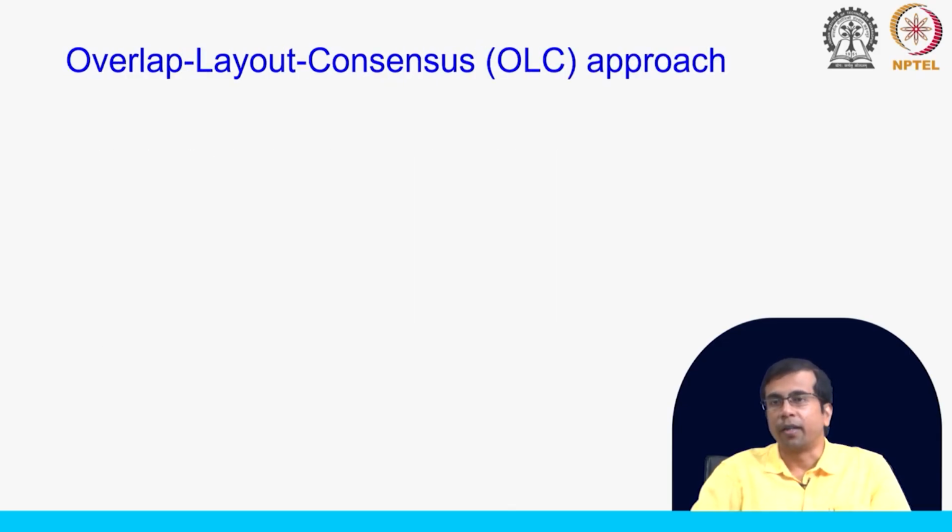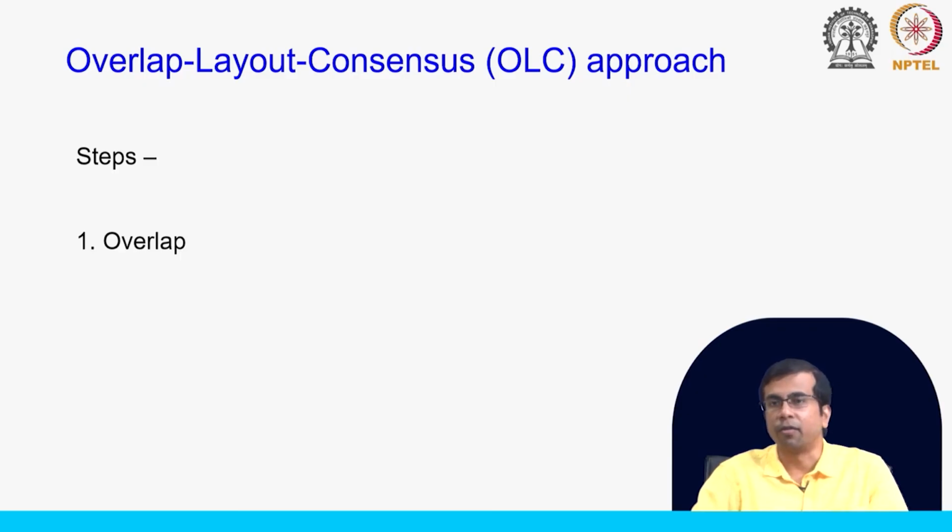So, we need to think about other approaches, and the second approach that we are going to talk about is called the overlap layout consensus approach or the OLC approach. As the name suggests, there are 3 steps in this method. As you can probably understand, the first step is the overlap step.